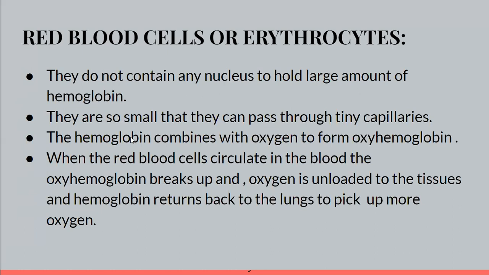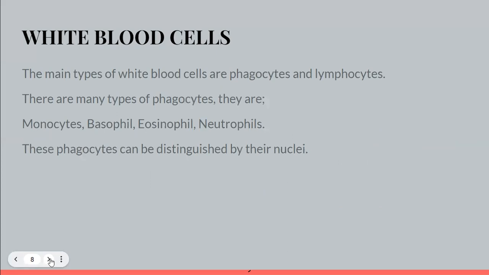So what is actually the function of red blood cells? During blood circulation, when the blood goes to our lungs, hemoglobin absorbs oxygen. Hemoglobin combines with oxygen and forms oxyhemoglobin. And when oxyhemoglobin comes just beside the cells and the tissues, it is an unstable compound, so it breaks up. Oxygen goes to the cells and hemoglobin returns back to the lungs to pick up more oxygen.